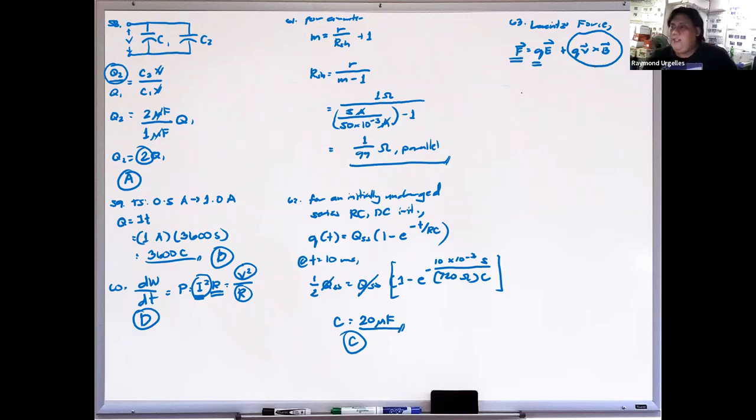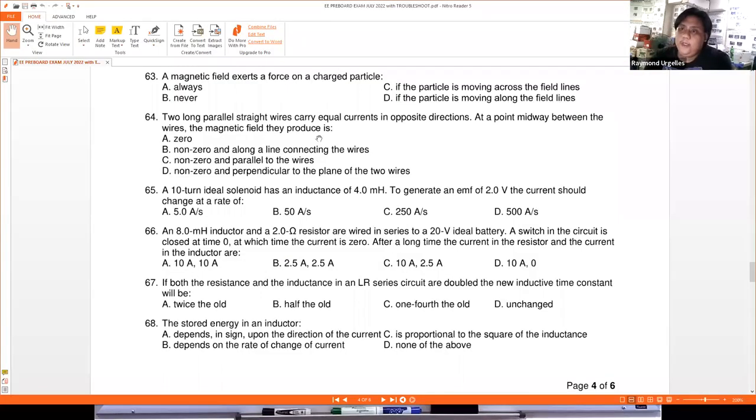Diba? And you can imagine, pag along the magnetic field, they will be in the same direction. Pag nasa the same direction sila, the cross product is 0. Diba? Pero pag across the magnetic field, meron diyang angle, so ibig sabihin meron diyang cross product na lalabas. Kaya yung sagot natin is across the magnetic field. If the particle is moving across the field lines, that's letter C. Okay?